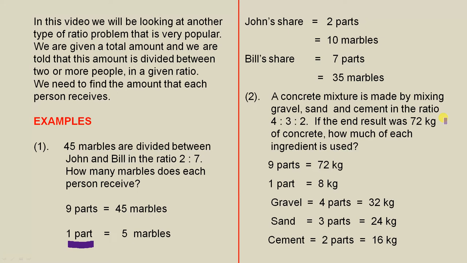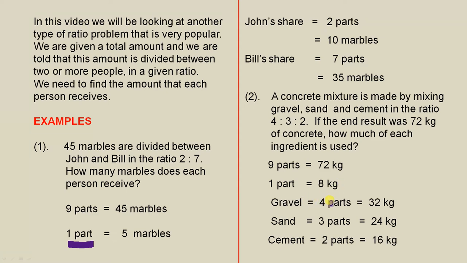This approach can also be used for other things, and here is another example where concrete is produced. Now let's see how this works. A concrete mixture is made by mixing gravel, sand and cement in the ratio 4:3:2. If the end result was 72 kilograms of concrete, how much of each ingredient is used? If you add the numbers together, that gives you 9 parts. So 9 parts represent 72 kilograms, so 1 part is 8 kilograms.